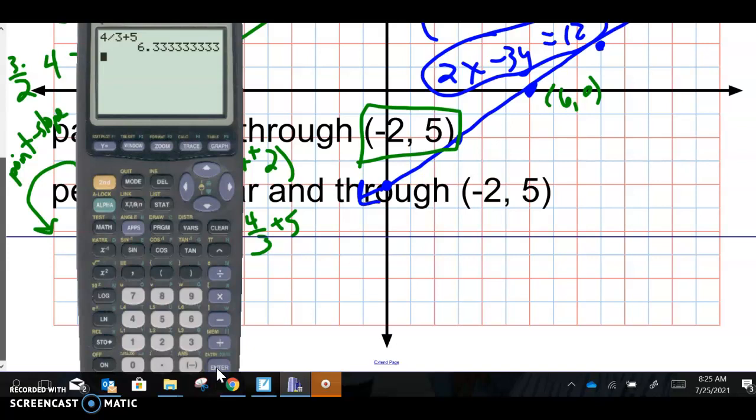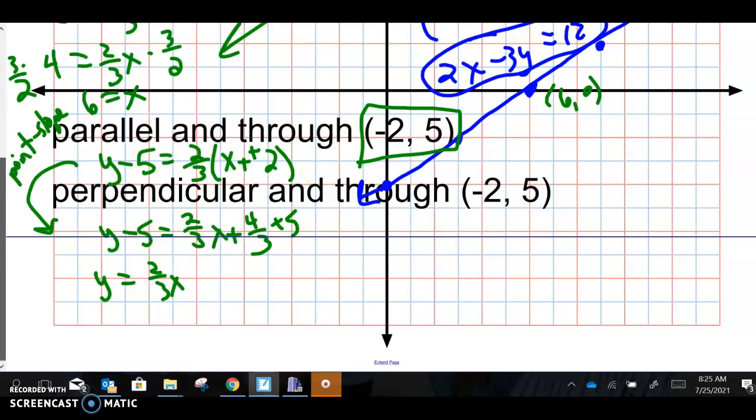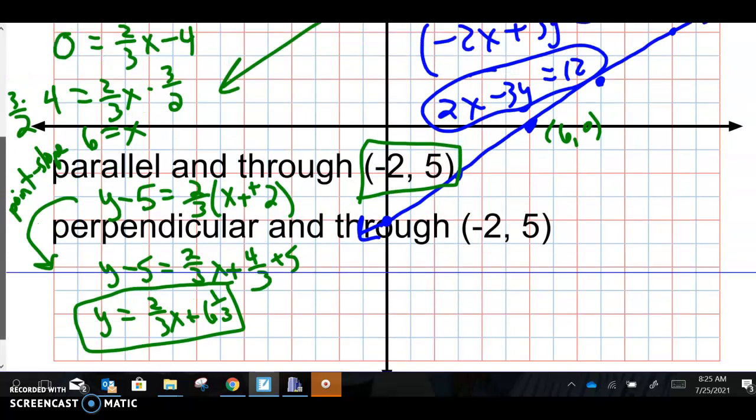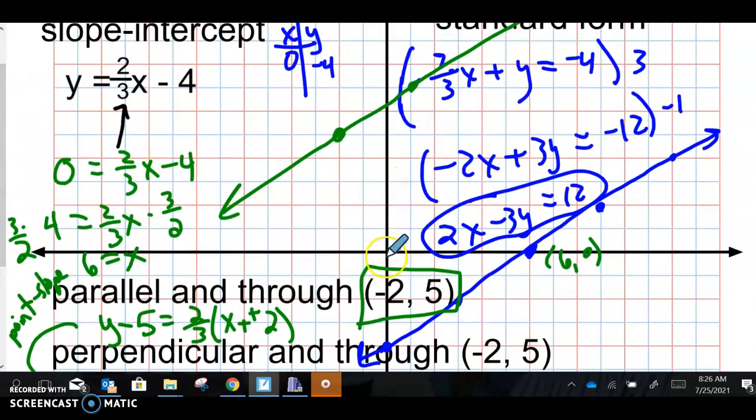is 6 1/3. If I want to see what it is as a fraction, it's 19/3 or 6 1/3, either way. I'm going to write plus 6 1/3 because then I can tell what the y-intercept is. The y-intercept is 6 1/3. See if that makes sense. 1, 2, 3, 4, 5, 6, and a little more. Yeah, that does look like 6 1/3.